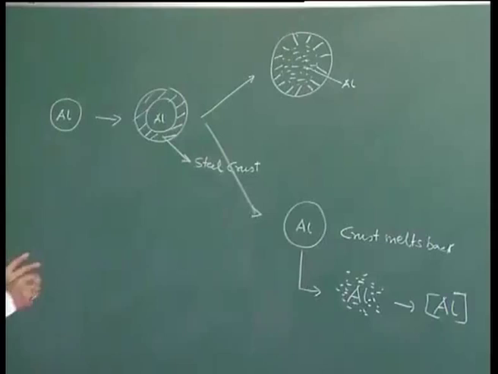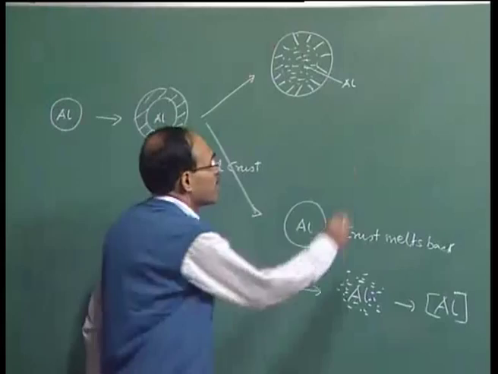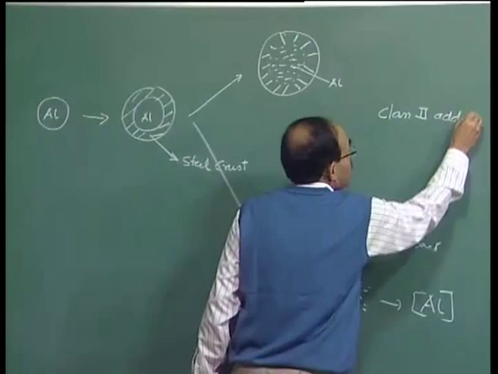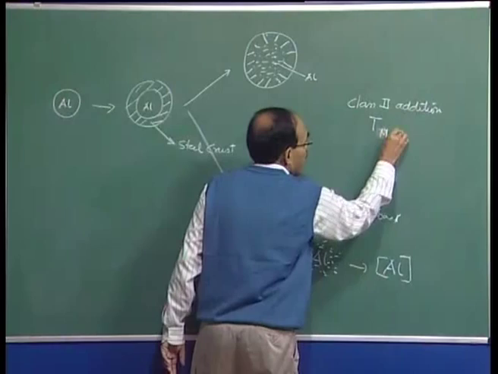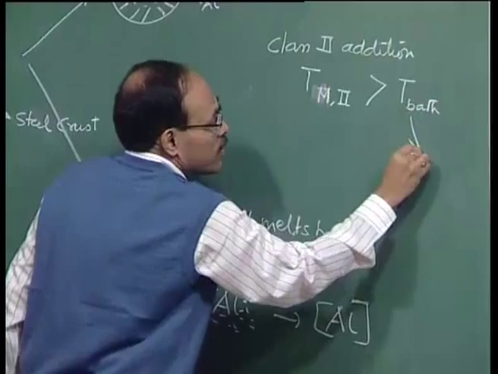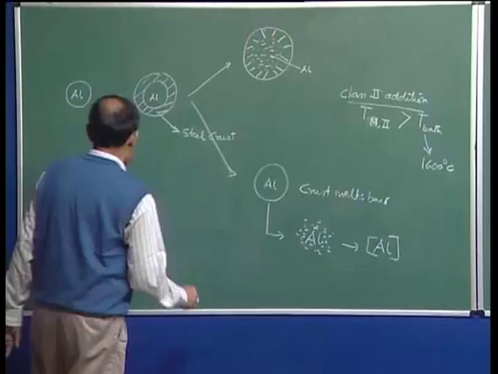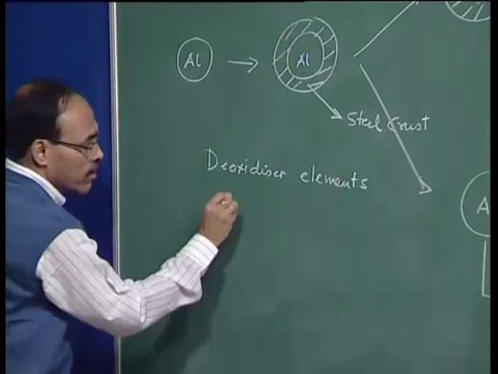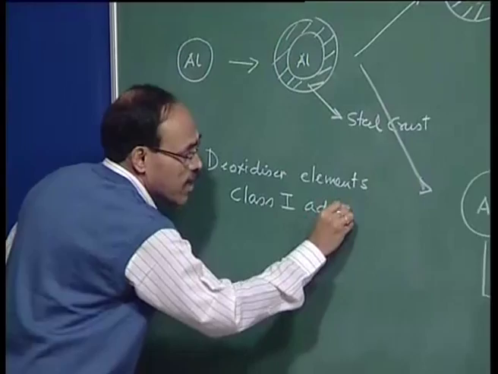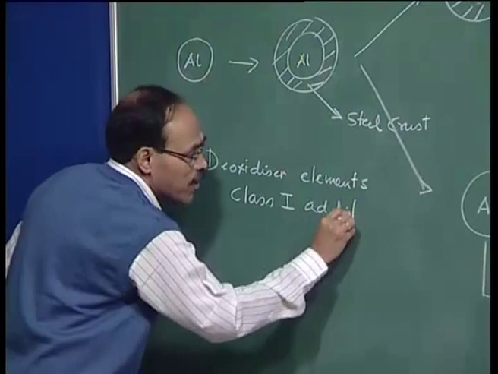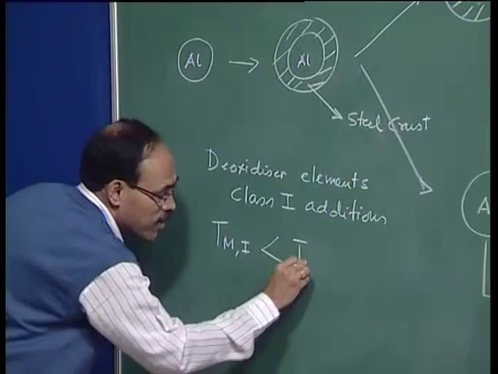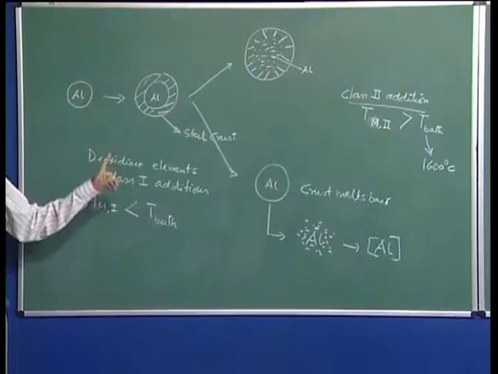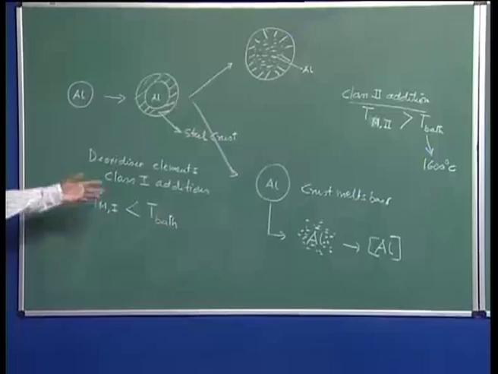So, those additions which have a melting point greater than the bath temperature will not melt, and these are the class 2 additions. The class 2 additions have T melting greater than T bath, and this T bath is 1600 degrees centigrade. On the other hand, deoxidizer elements are basically class 1 additions, and the feature of class 1 additions is such that T melting of class 1 is less than T bath. So, we can understand that this class of deoxidizer additions are going to melt in steel: ferrosilicon, ferromanganese, etcetera, or aluminum.